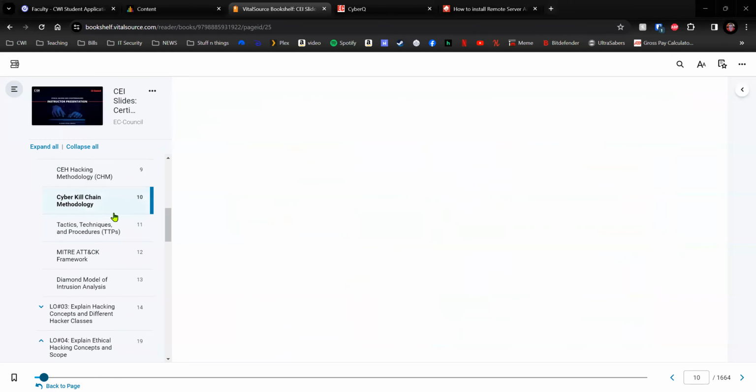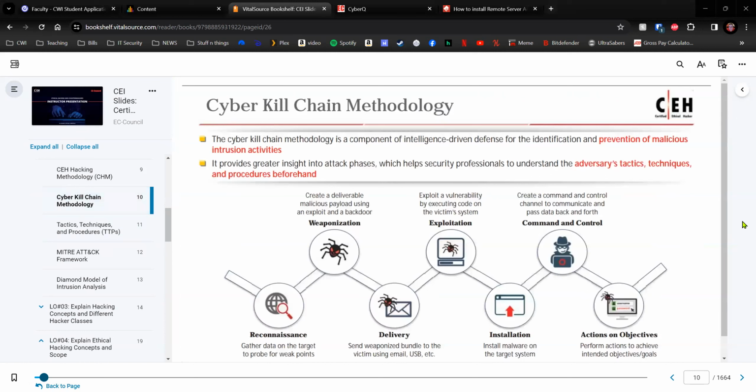All right. I always found this one fascinating. This is the cyber kill chain methodology. This methodology is a component of intelligence-driven defense for the identification and prevention of malicious intrusion activities. It provides greater insight into the attack phases, which helps security professionals to understand adversaries' tactics, techniques, and procedures beforehand.